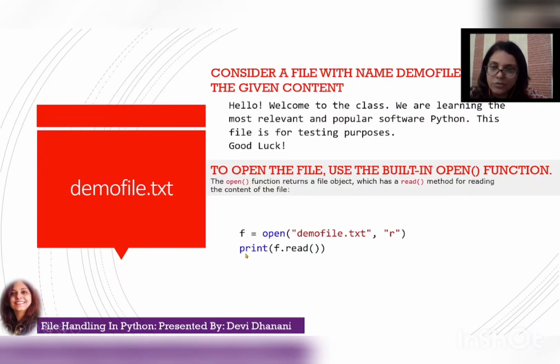Next, what do we need to do? Since we would like to read the content of the file, we will use the read method over here. Read method to read the file. How can we use the read method? Using the file object f dot, putting the read method and then enclosing it in print, we can read it.